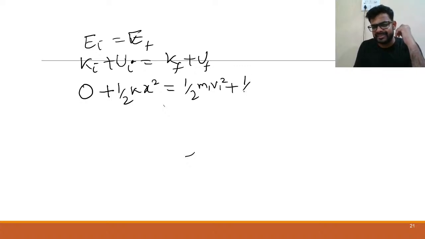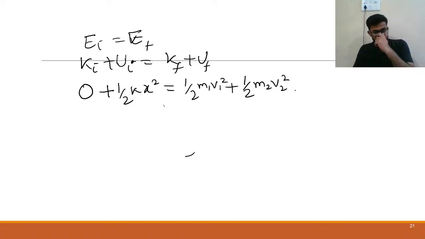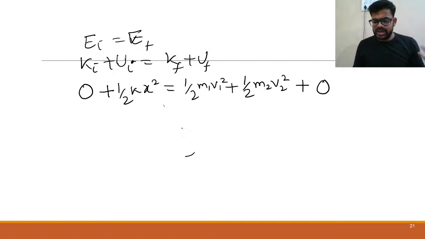Plus half m2 v2 square. Okay, my dear, so what will be the final energy? In the final state the spring will come to its relaxed state, and whenever a spring is in relaxed state, its potential energy becomes 0. So let us use this: the half will cancel on both sides, right? So now I can write k into x square.